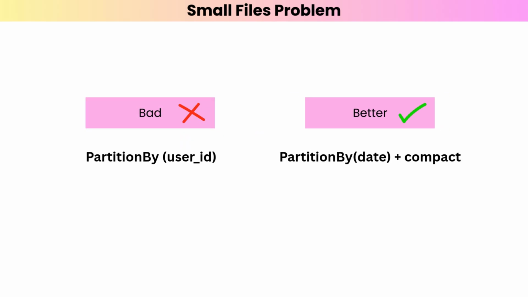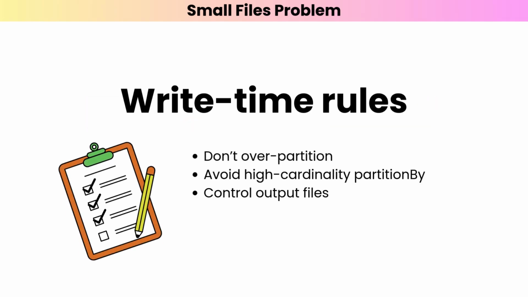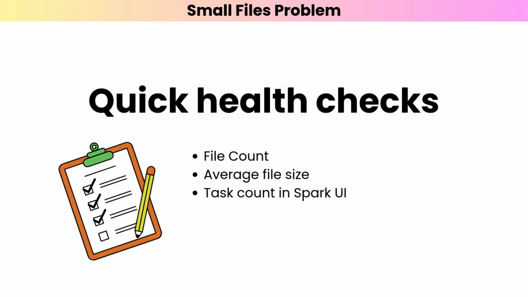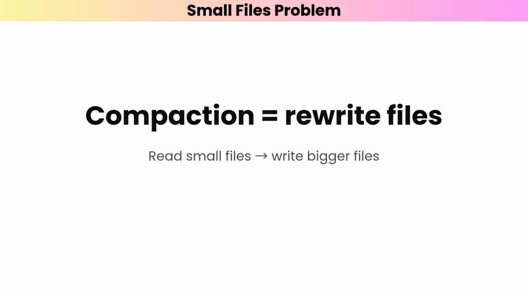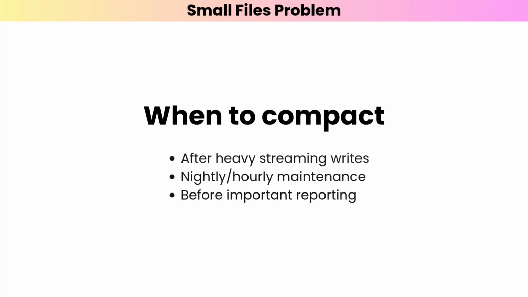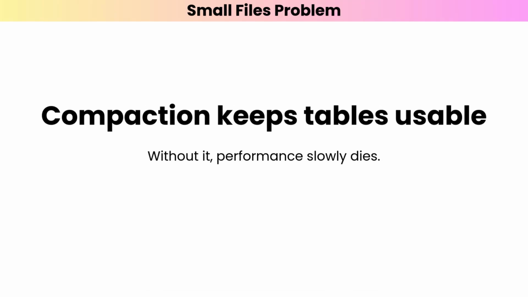So partitioning is good, but partitioning by a high cardinality key creates tiny files. Now compaction. If your lake is already messy, don't worry. You run compaction, rewriting many small files into fewer big files. The exact command depends on the table format. If you are on Delta Lake, you use OPTIMIZE to compact files. If you are on Iceberg, you use rewrite procedures to rewrite data files. If you are on Hudi, use clustering or compaction depending on table type. Conceptually it's the same: read small files, rewrite fewer bigger files.